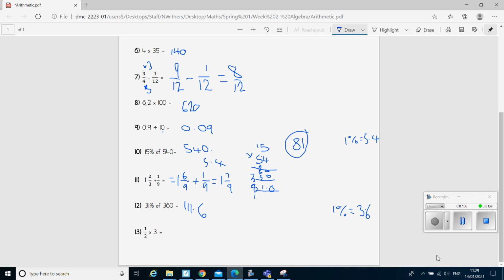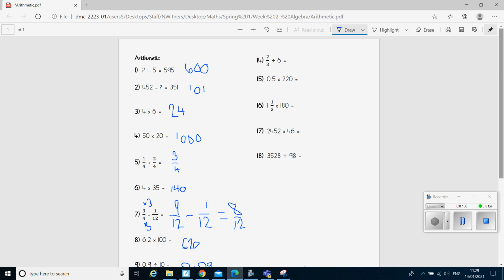Okay, question 13. Again, we've been doing this for our arithmetic practice this week. We've got a fraction times by a whole number. When we do that, the denominator does not change, so we still have a 2 on the bottom, and it is the numerator that will change. So we do 1 times 3 on the top. So a half times 3 is 3/2.